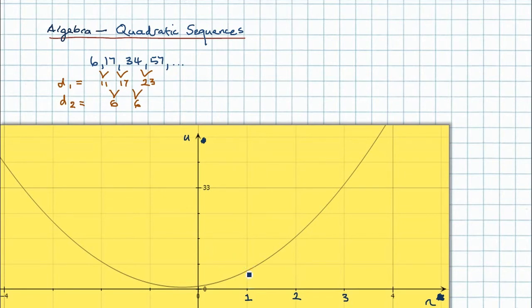And for the first term, of course, we know that the value is 6, so that would be on our parabolic curve here, and over here this would be 6. The second term we read off on the u-axis, 17 here, and the third term we know is 34, so that would be about there. And the fourth term we wouldn't be able to fit on here, so it would be just off the edge here. But you can see what's going on. We've got a quadratic sequence. We've got a pattern of dots that are built on this curve here.